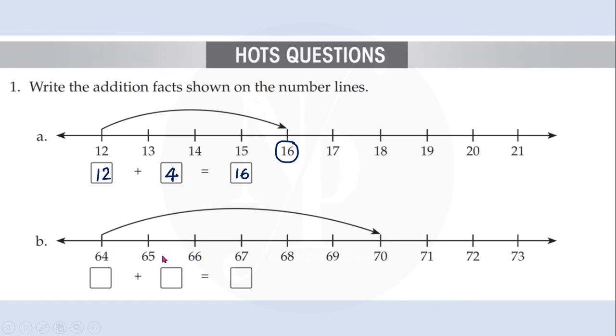I'll explain again. The arrow mark is started from 64, which will be the first number. And how many steps we are moving towards right? 1 2 3 4 5 6 steps. So that is the second number. And finally, at the tip of this arrow mark, which number we have? 70. 70 represents the sum of those two numbers.